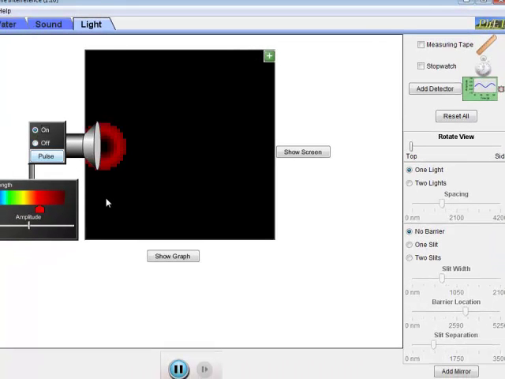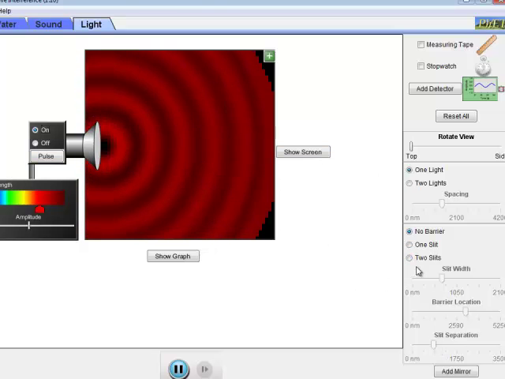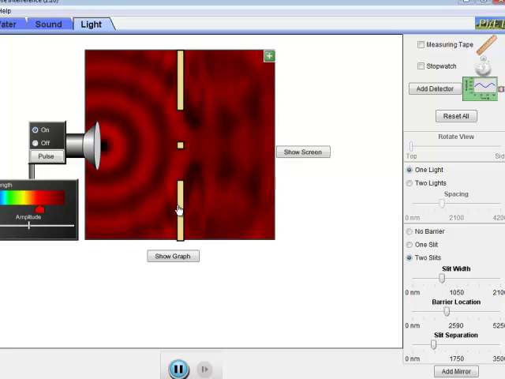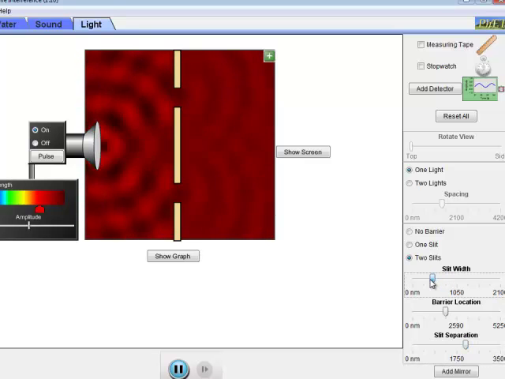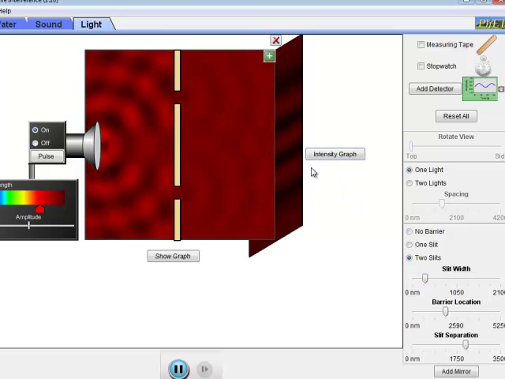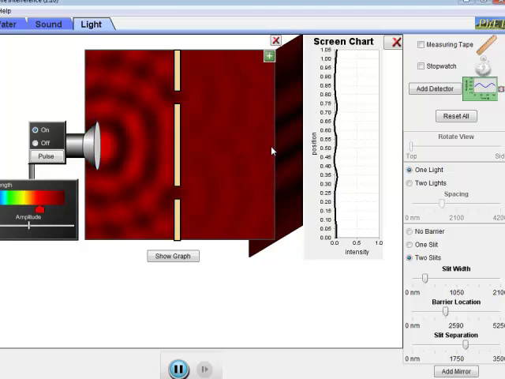So I'm going to have light shine from here, and I'm going to put a two-slit barrier in about there, and I'm going to make the slit separation larger because that's what it depends on. Then I make this one here smaller, about like this. Then I show a screen, and then we get constructive interference here and here and here and here. I could also show the intensity graph, but that doesn't add much. And destructive interference in between, and that is the outcome of the experiment.